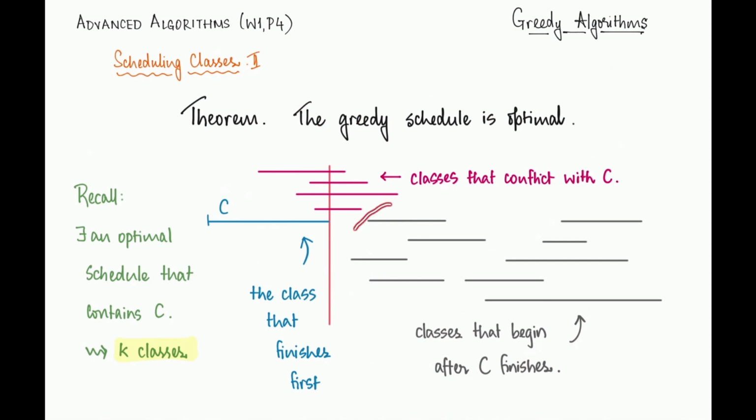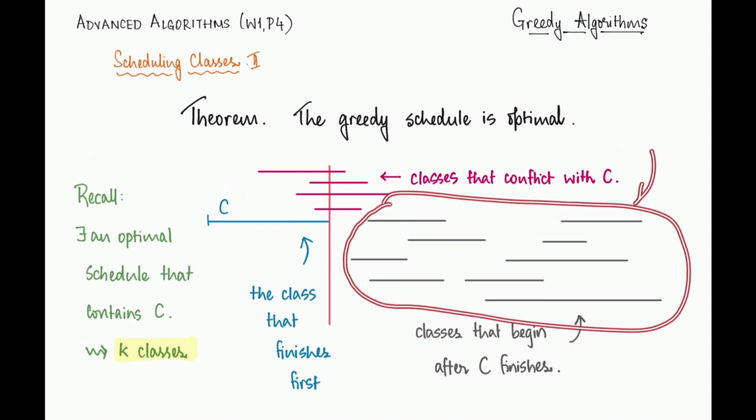This is useful because it tells us that the value of opt restricted to this subinstance is k minus 1, if k was the value of opt on the entire instance that we started with. Now what we can do is apply the induction hypothesis to the set of gray intervals where we know that the greedy solution is optimal. That's what the induction hypothesis gives us.